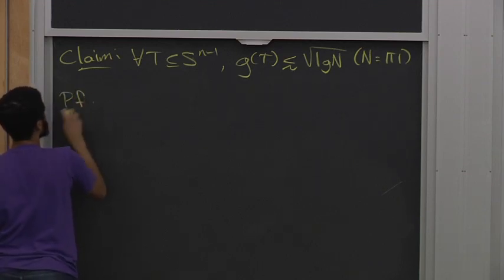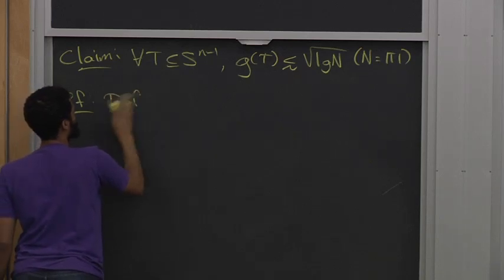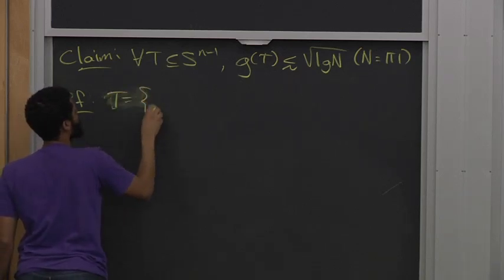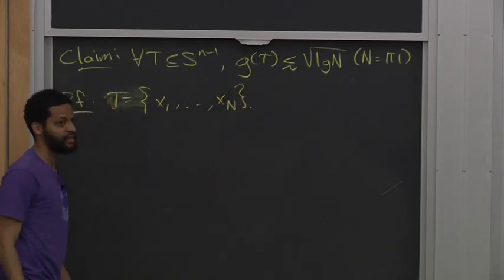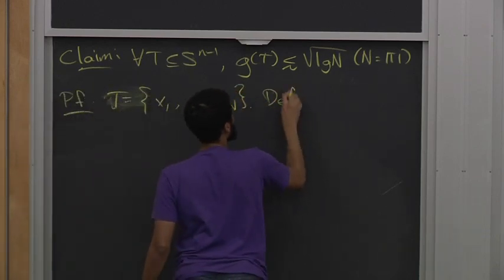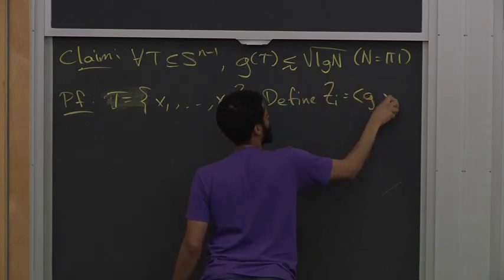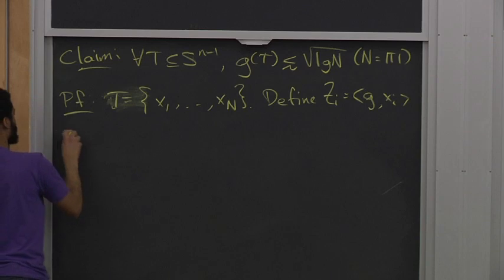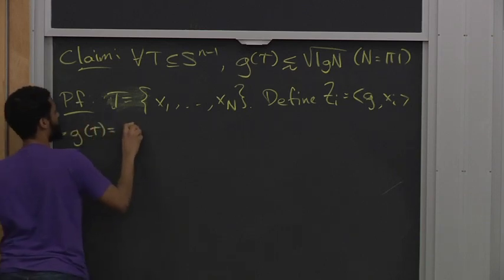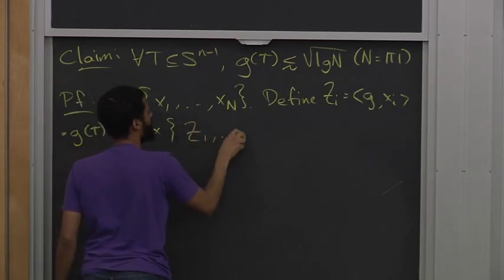Proof. Okay, so let's say T is the set of vectors x1 up to xN. Define zi to be the dot product of g with xi. Right. So g of T is the max of z1 up to zn.